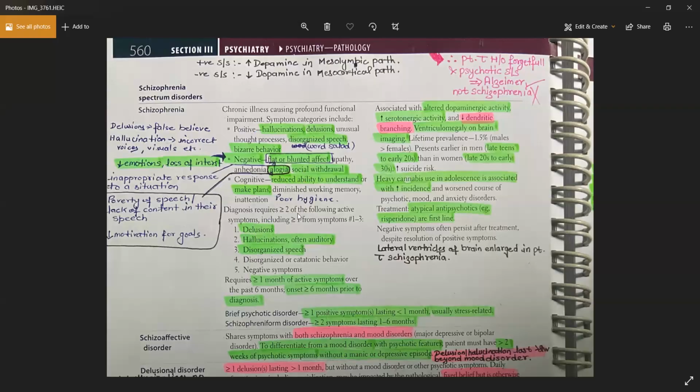Whenever you encounter a patient having any of these three symptoms, as well as a negative symptom, think about schizophrenia, and the symptoms must be present for more than 6 months. If the symptoms are present for less than 1 month, you will call it a brief psychotic disorder. If the symptoms are present for more than 1 month but less than 6 months, you will call it a schizophreniform disorder. And after 6 months, you will call it schizophrenia.